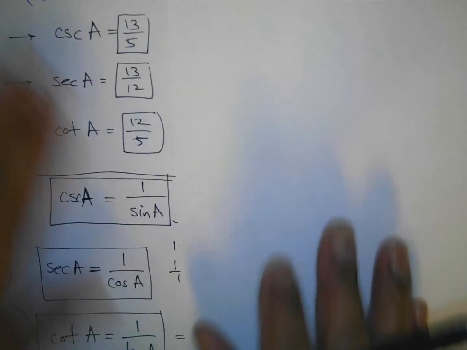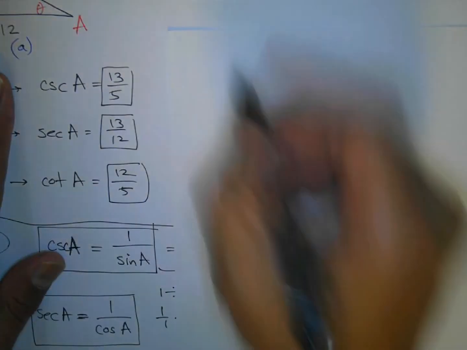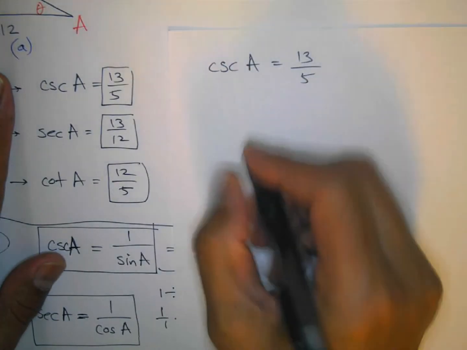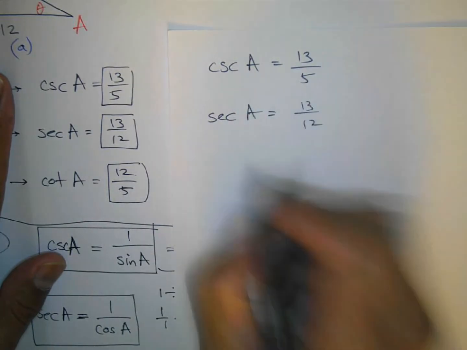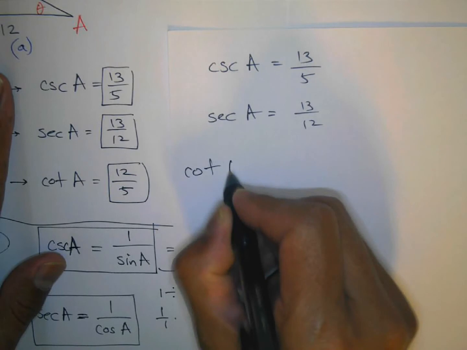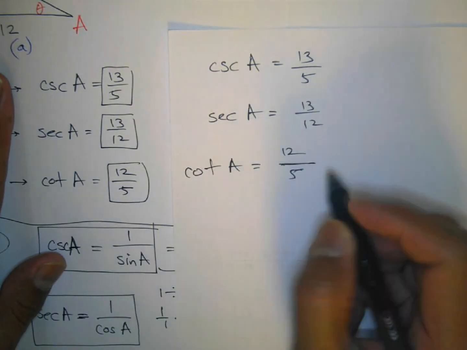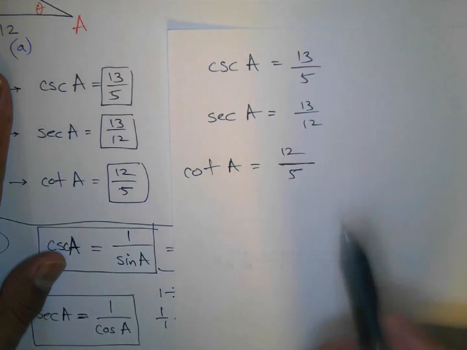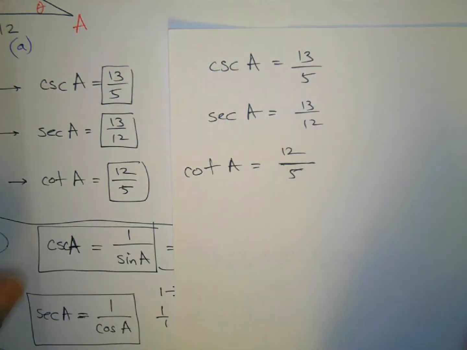And for the same reason, going backwards. Let's say you're given these first. Cosecant of A is equal to 13 over 5. Secant of A is equal to 13 over 12. Cotangent of A is equal to 12 over 5. Well, we already know we just flip it over to get sine, right? We know this one matches with sine. We know this one matches with cosine. We know that this one matches with tangent.